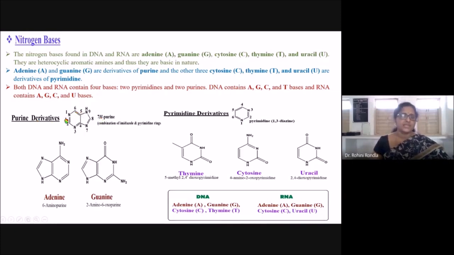See here, this is the structure of purine, and it is a bicyclic structure, and it is a heterocyclic amine. See, all nitrogen bases are heterocyclic aromatic amines, and this purine is a heterocyclic aromatic amine. It is made up of 2 cyclic rings, right?